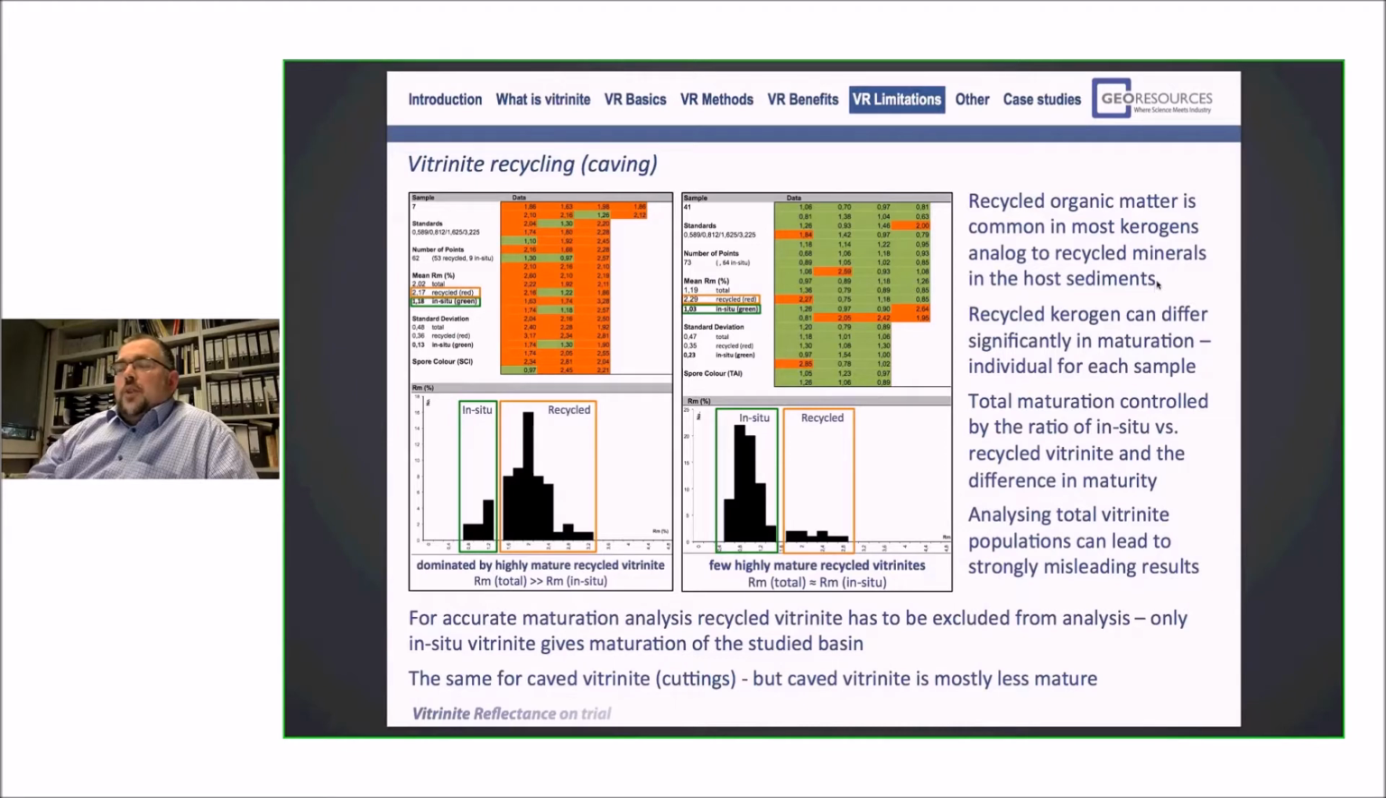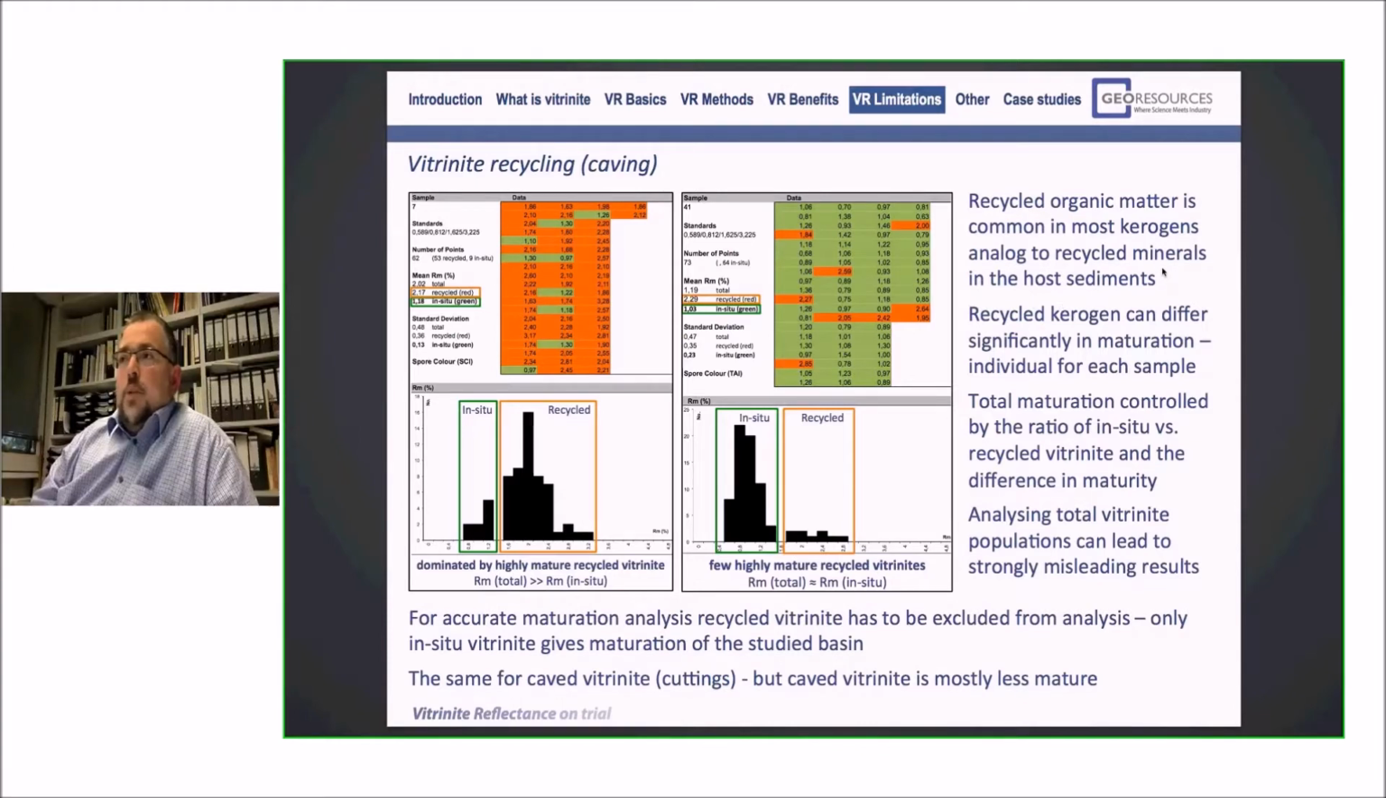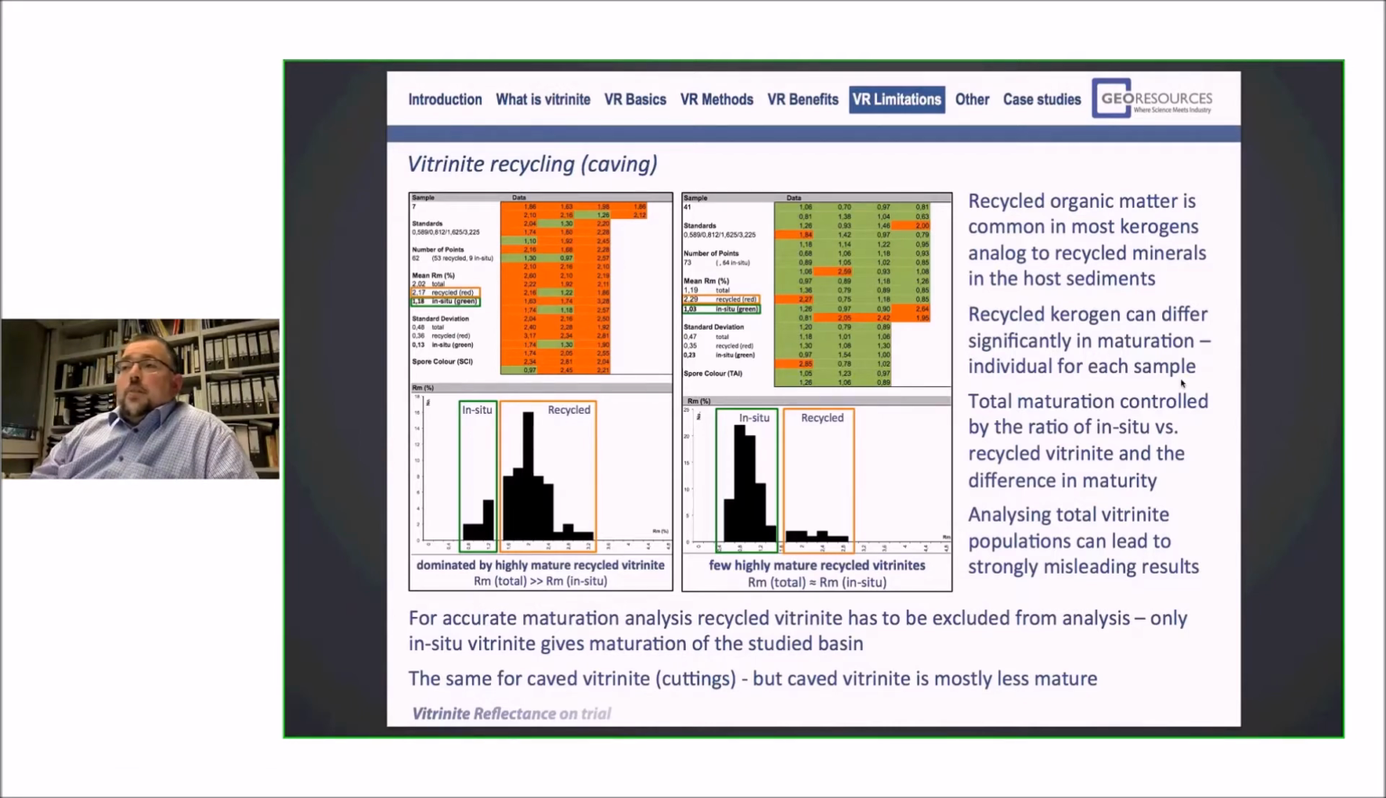And also if these sediments get sourced by the erosion of old sediments, which might be high mature, we can get high mature organic matter recycled in low mature in situ sediments mixed together in one sample. So the recycled kerogen can differ significantly in maturation, and not between samples, but for each sample. So you have a less mature part of organic matter in your sample and a higher mature part of your sample. And that's what you see here in these figures.